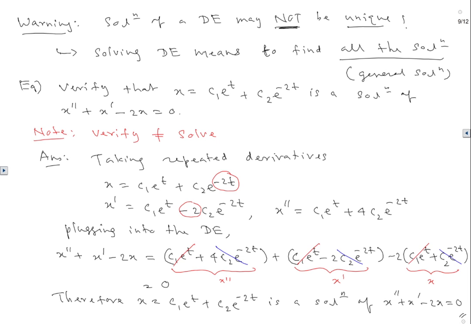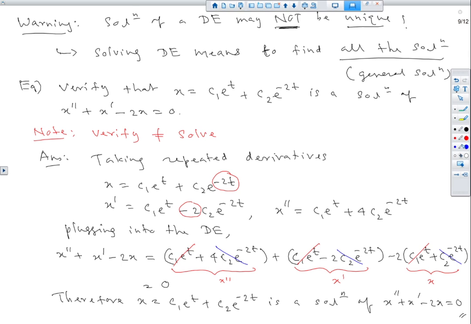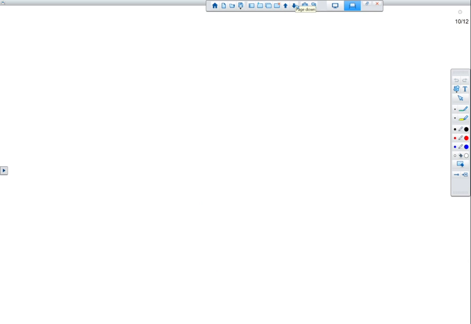Now I'm going to extend the problem. So how can we extend this? We can say something like this. This is the second part of the problem: find c1 and c2 such that x(0) equals 0 and x prime(0) equals 12.